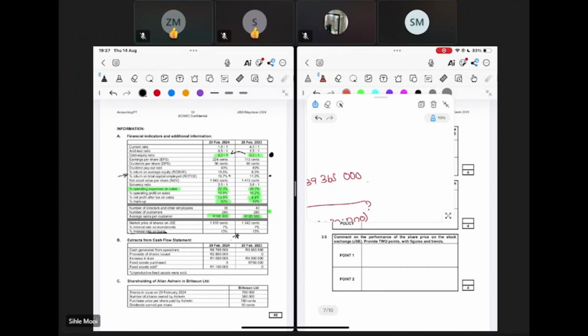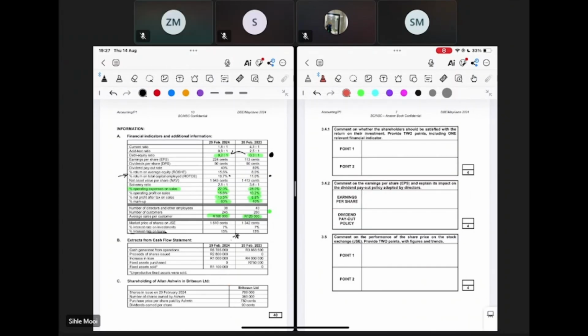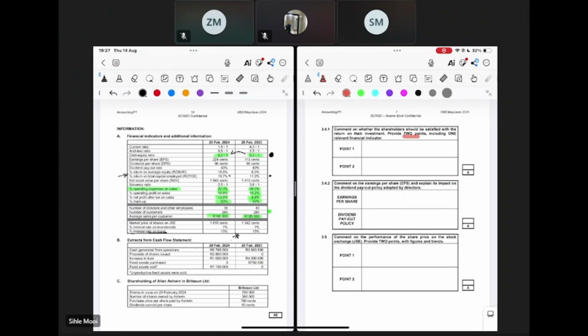Now the next question says, comment on whether the shareholders should be satisfied with the return on investment. Provide 2 points, including one relevant financial indicator. So again, we need to look at the shares. If we look here, our ROSHA now, which is return on average equity, went from 8% to 15.6%. And that's a big jump. It improved by a big amount. So that's a good thing.